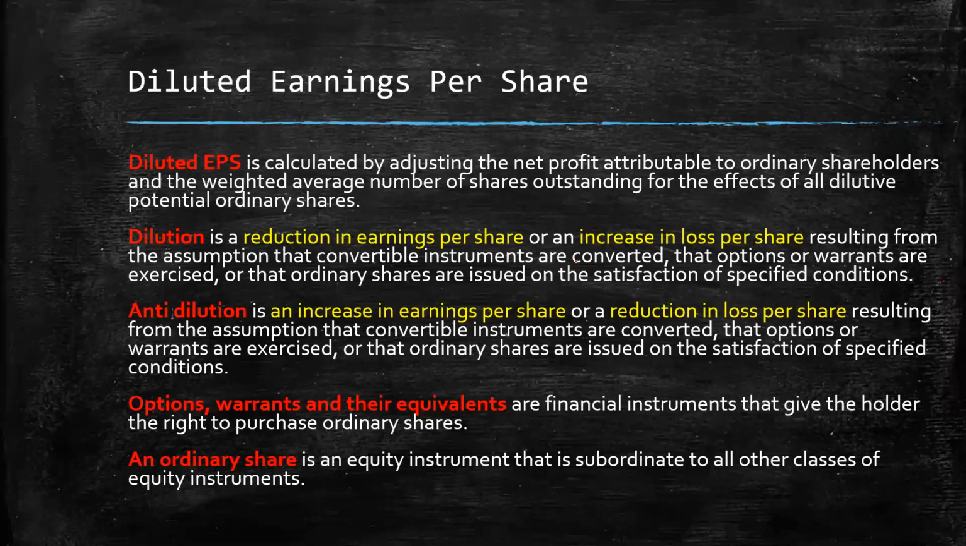Right? Increase in loss per share, then that is what we call dilution. Simply keep in mind, dilution means a reduction in earnings per share or an increase in loss per share. Then anti-dilution means the opposite of it: an increase in earnings per share or a reduction in loss per share.